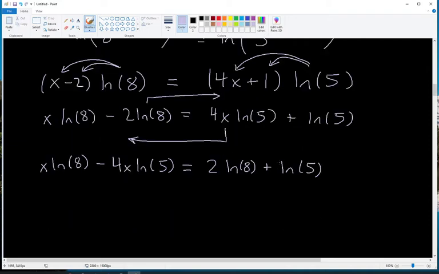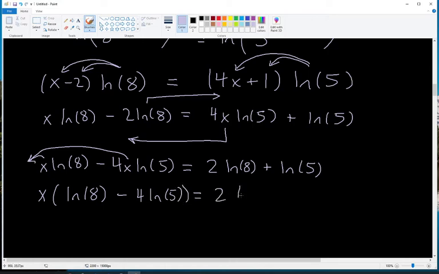So what I have to do now is factor out the x. The left-hand terms each have an x, so we factor the x out. So we get x times natural log of 8 minus 4 natural log of 5 equals 2 natural log of 8 plus natural log of 5. And then to get the x by itself, it's x times this natural log of 8 minus 4 natural log of 5. That's separated from x by a multiply, so we just have to divide it across.